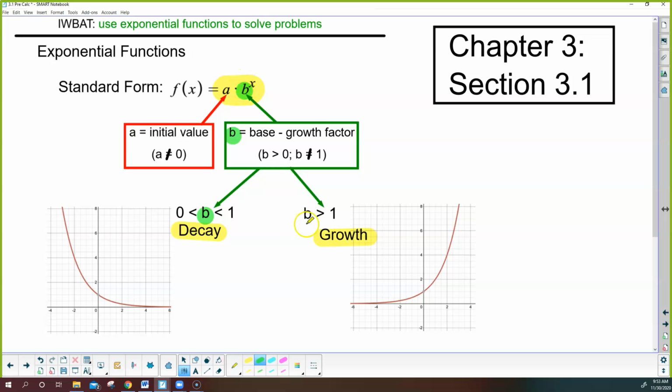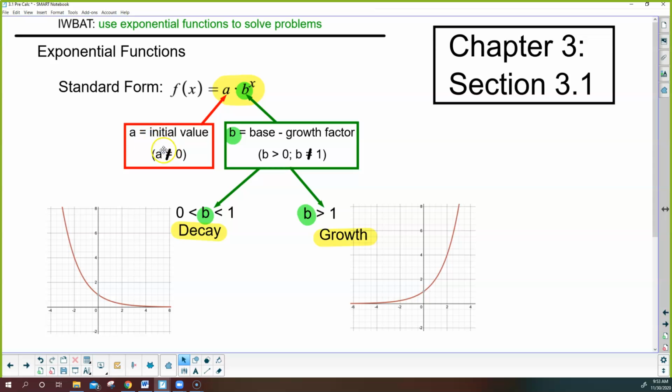If B is greater than 1, then your growth is going to be more than 100%. So whatever we're looking at is going to grow and grow and grow. We'll look at that, and hopefully you'll be really comfortable with that. We are going to analyze this a little bit more and break down how we determine a rate versus just a growth factor.